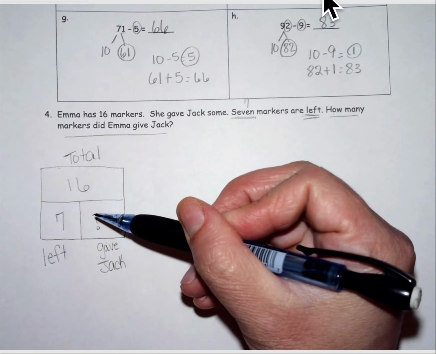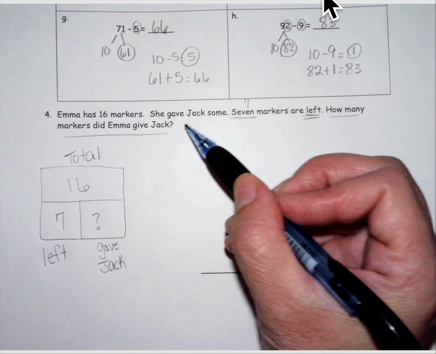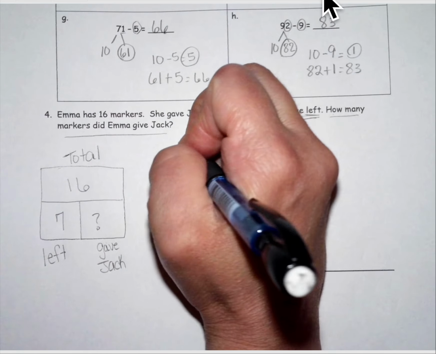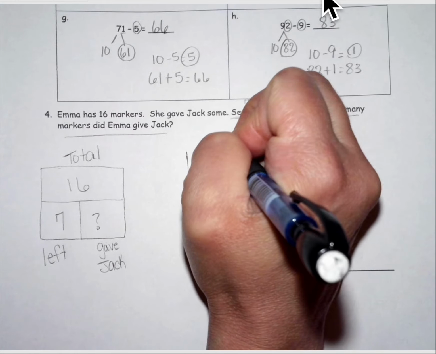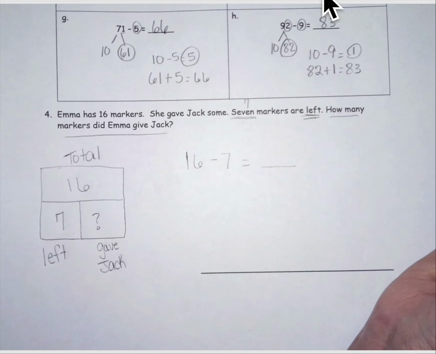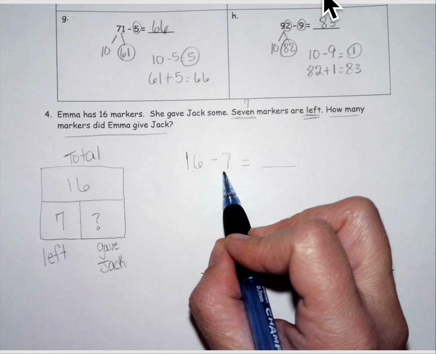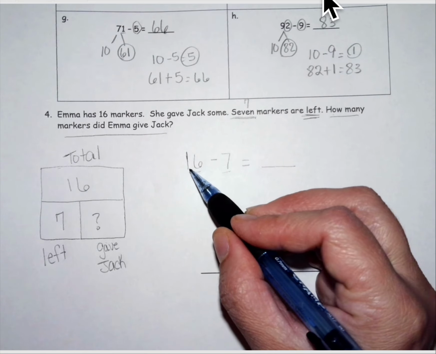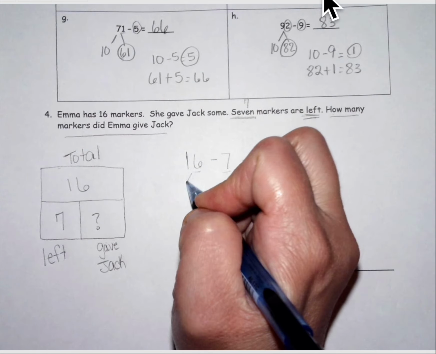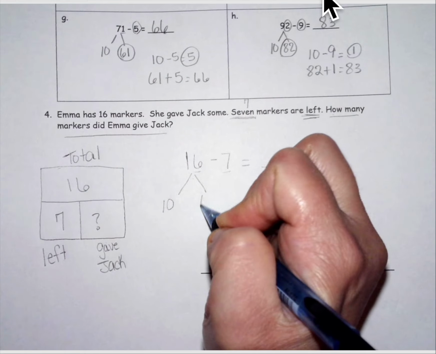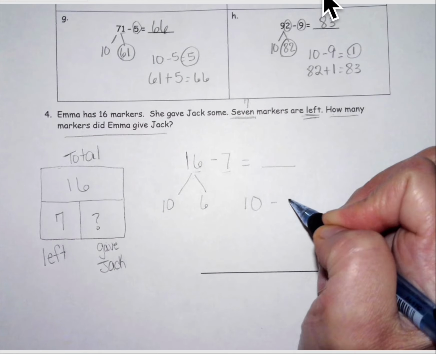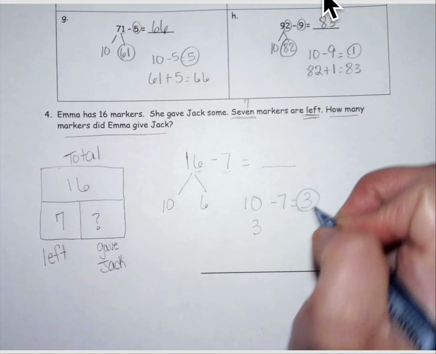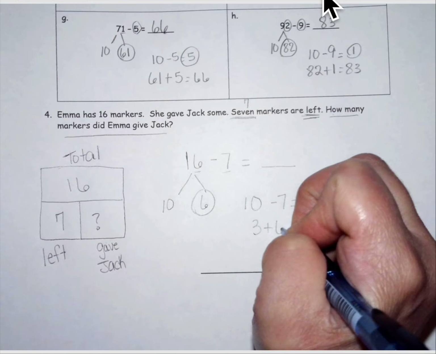When I set up my strip diagram like that, we know it's going to be subtraction because we're looking for how many she gave to Jack. So our equation is going to be 16 minus 7 equals blank. All right, so let's solve. Can I take 7 from 6? Can't do it because 7 is too big and 6 is small. So we're going to ask the 10 for help. We take 10 from 16 and we're left with 6. Then we can do 10 minus 7 equals 3. And then 3 plus the leftover 6 equals 9.